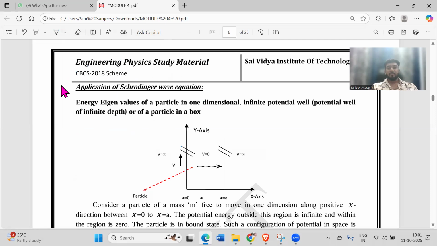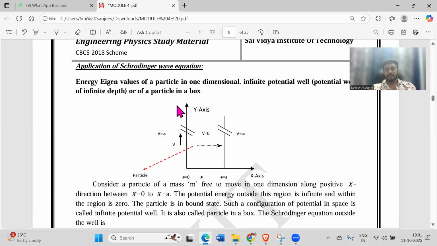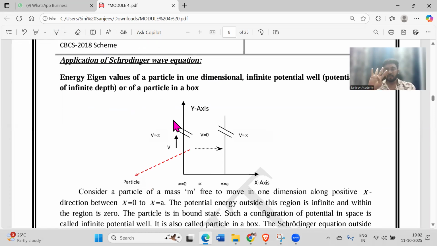So this is another important question of 10 marker. That is application of a Schrödinger wave equation. Okay, if it is a 10 marker, this simple diagram is there, no? This itself will consider around 4 marks. Okay, so engineering always remember diagram is really important. So this simple diagram will give you 4 marks.